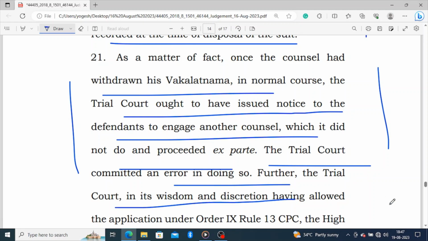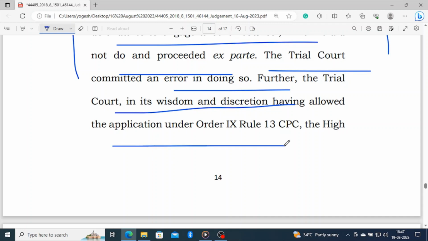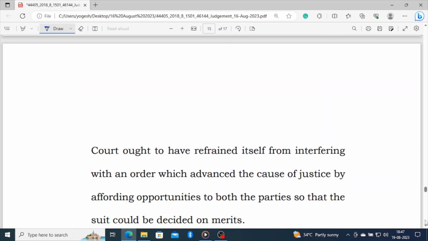The trial court, in its wisdom and discretion, allowed an application under Order 9 Rule 13 CPC. So the court has held that although the trial court had committed an error, it later rectified it by allowing the application under Order 9 Rule 13 CPC. Thereafter, the High Court should have refrained from interfering in an order which advances the cause of justice by affording opportunity to both parties so that the suit could be decided on merits. The court has held the High Court need not have interfered with the order which set aside the ex parte order by allowing the application at the trial court, because by refraining, the parties could have the case decided on its merits.